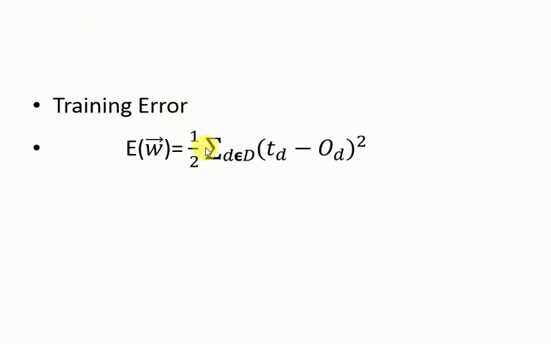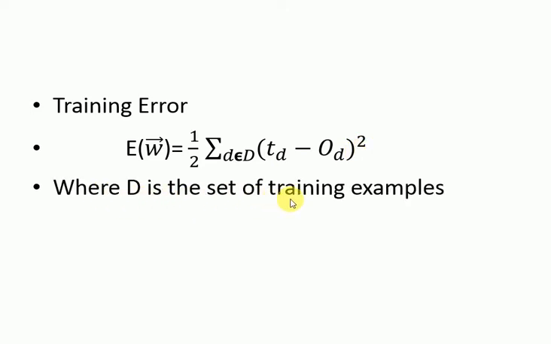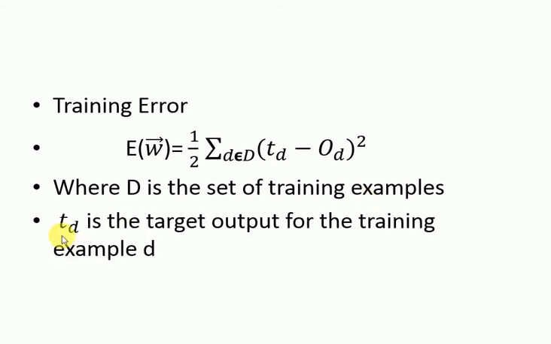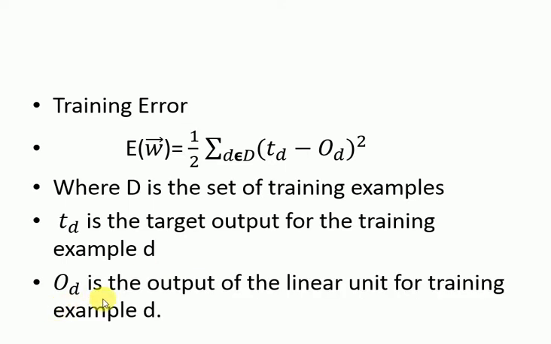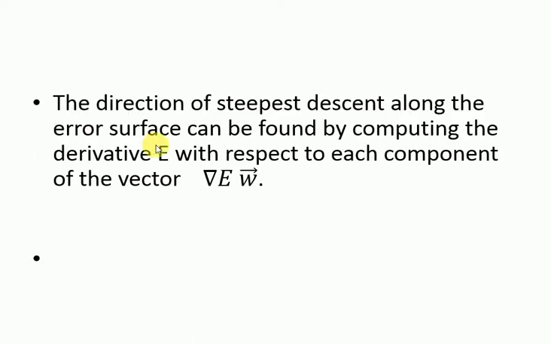So it is 1 by 2 sigma d belongs to D, (td minus od) square, where D is the set of training examples, td is the target output for training example d, and od is the output of the linear unit for training example d. The direction of steepest descent along the error surface can be found by computing the derivative of E with respect to each component of the vector, that is, the gradient of E with respect to w.